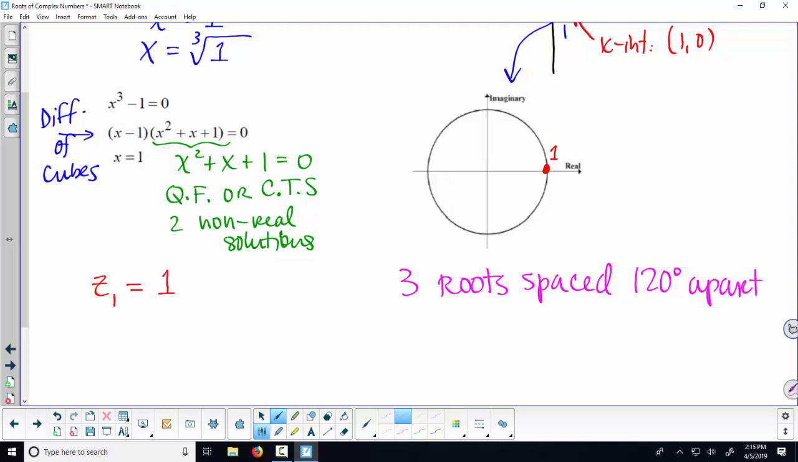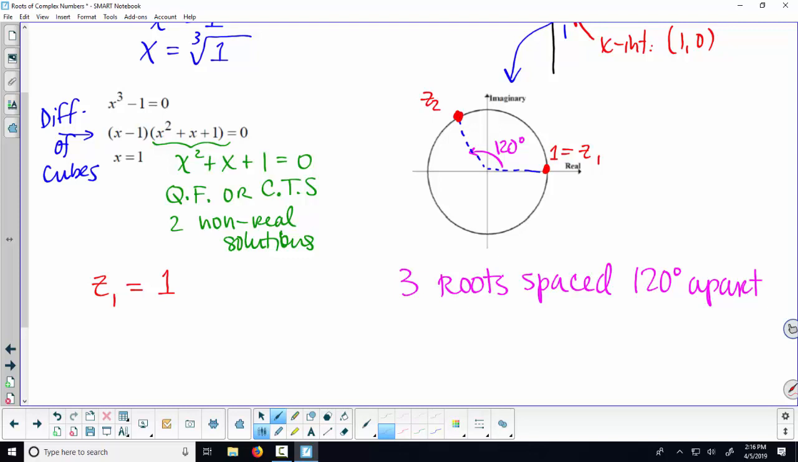So my next root is going to be on the circle on the terminal side of an angle that is 120 degrees from my horizontal axis. If I go 120 degrees, then I am approximately here. So here is the location of my second root. This is z sub 1, and this will be z sub 2. So what is that complex number?